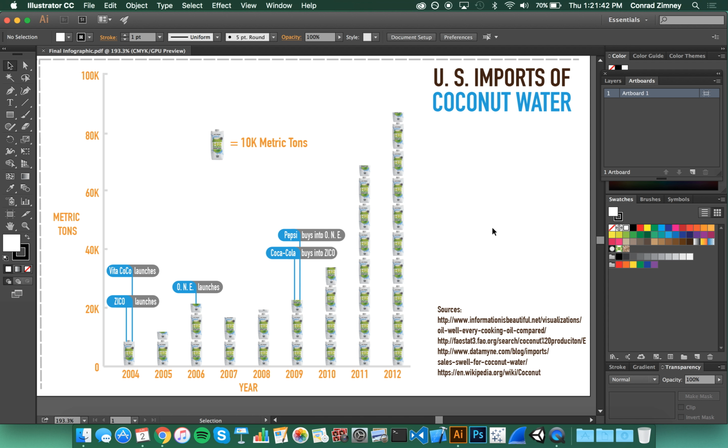I have basically encoded here this coconut water bottle to 10,000 metric tons. So that's a visual encoding. It's sort of a color encoding, even though it's more of an iconic encoding. My sources are also included in this page. I've used alignment in this display to effectively align the bars of coconut water bottles with the year that they're associated with. And I've also aligned them horizontally so that they look collected and organized.